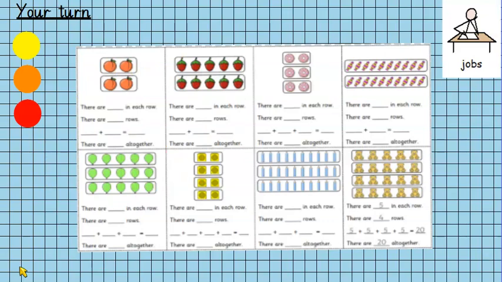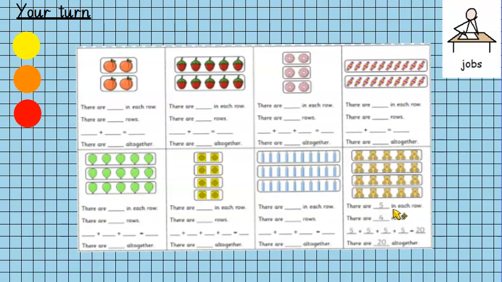I have given you some pictures that show arrays, and you need to fill in the sentences. How many are there in each row? How many rows are there? Then you will be able to write an addition calculation, and I want you to tell me how many there are altogether. So as you can see, that would be filling into these sentences here. I've done this one for you.